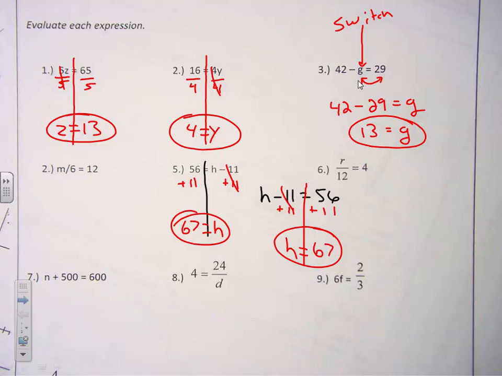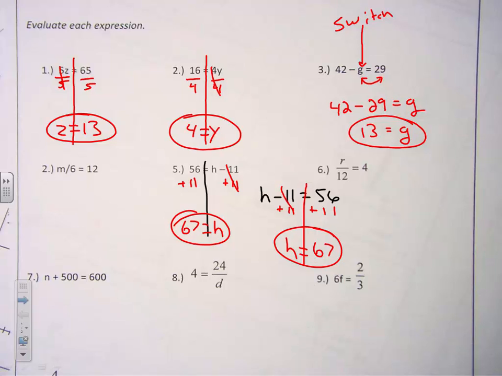So notice the difference between number 5 and number 3. So I like it written this way myself. So we had subtract 11. So we can solve this by adding 11. We can get h by itself. Here we couldn't because it's minus a g. We got to get the g by itself, so we switch the g with the answer in this case.